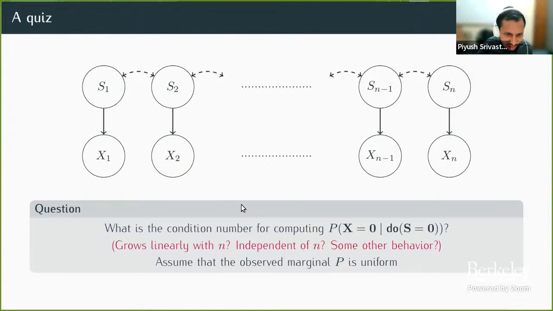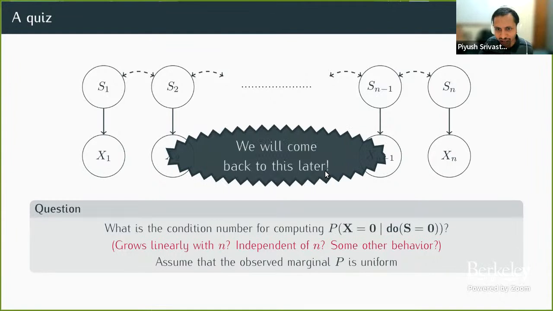And the question is, what do you think is the condition number for this trivial model? Does it grow linearly with N? Is it independent of N? Or does it have some other behavior? And you can assume that the observed marginal p is just uniform. So let's say you're in a really trivial setting where the marginal we observe is just the uniform distribution, and assume that all the si's and xi's are bits and p is uniform distribution over all these two n bits. So we'll come back to this question later.